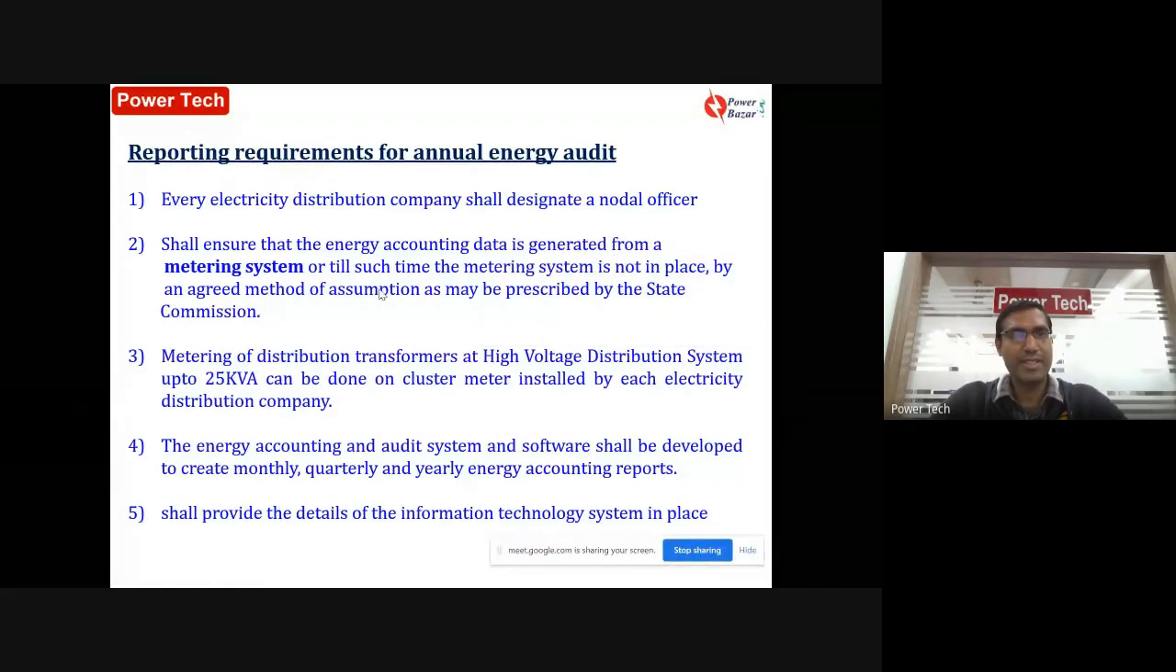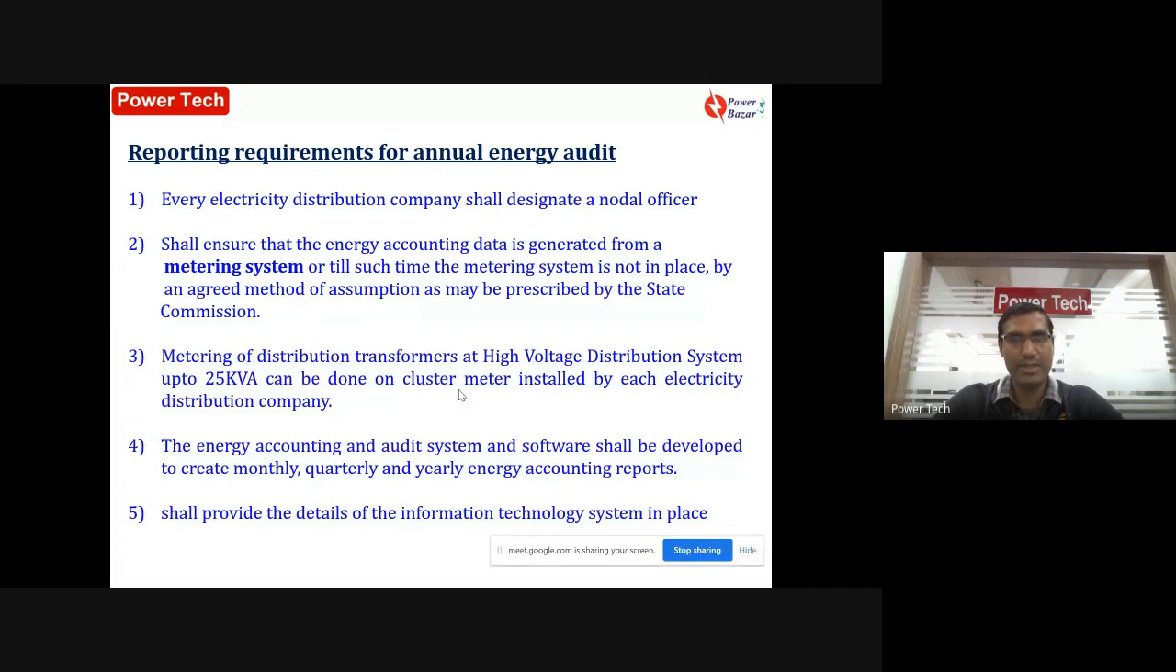So I have discussed this, this would ensure that the data the DISCOM is collecting should be from the metering system, and in case it's not there, an agreed method of assumption shall be prescribed by the state commission. And metering of the distribution transformer at the high voltage distribution system up to 25 kVA can be done on a cluster meter basis, which is installed by each electricity distribution company. And this energy accounting and audit system and software shall be developed in such a way that it creates a monthly, quarterly and yearly energy accounting report.